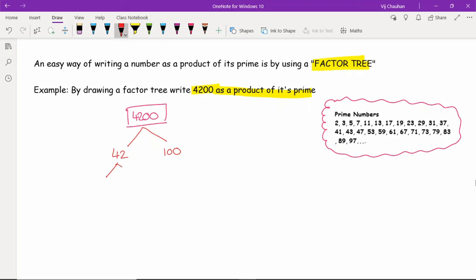So I'm going to do the steps again. I want to think of two numbers that multiply together to give me 42. I'm going to go for 6 and 7. Now, from this list, I check to see if any of those numbers are on the list. Yes, 7 is. As 7 is a prime, I'm going to put a circle around it.